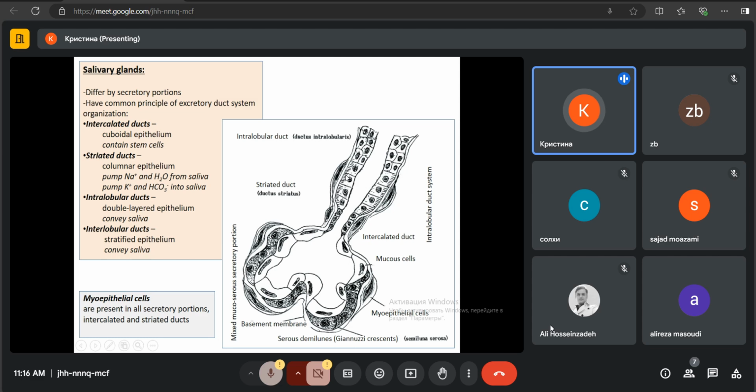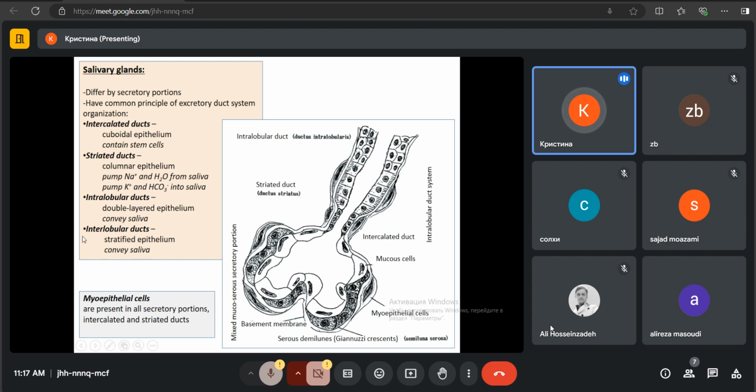So they have this striation filled with mitochondria. This is why these ducts are called striated ducts. They are also surrounded with myoepithelial cells. After striated ducts go intralobular ducts. They are double-layered cuboidal epithelium with no myoepithelial cells. They are called intralobular because they are located inside the lobules of the glands. The cells of these ducts just convey saliva. They do not produce anything and do not have any other function.